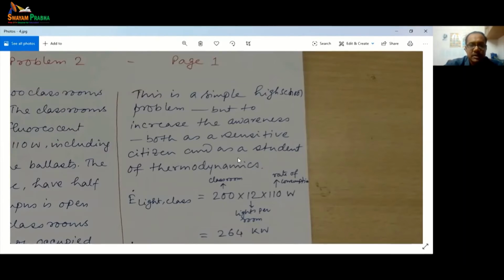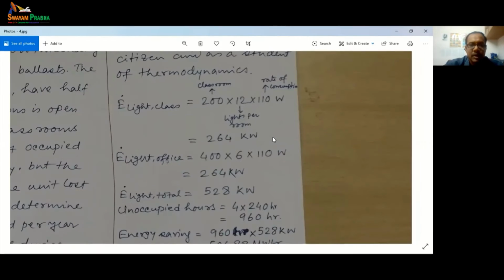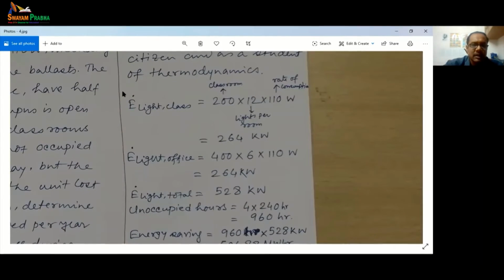So both as a sensitive citizen and as a student of thermodynamics, you should now have some idea of these numbers, and how much they cost in terms of money and energy. Let's say the amount of energy for the lights in the classrooms, you just get it by multiplying the number of classrooms, which is 200, lights per classroom, which is 12, and the rate of consumption, which is 110 watts. If you multiply that, you will get 264 kilowatt.